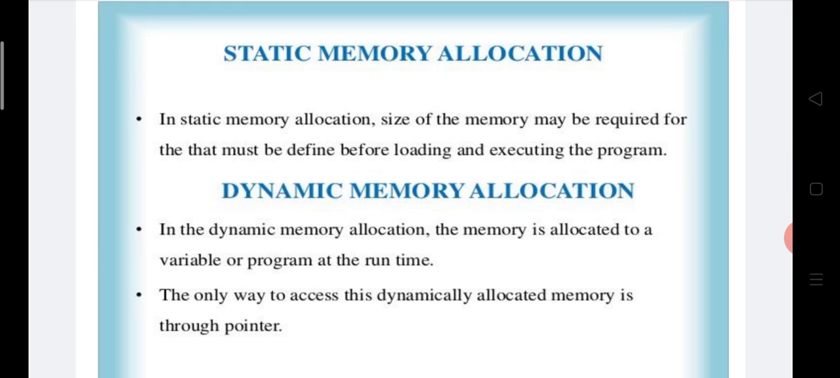In dynamic memory allocation, the memory is allocated to a variable or the program at runtime. Runtime means when we execute the program, at that time the memory is allocated for this particular variable, which is called dynamic memory allocation. The only way to access this dynamically allocated memory is through a pointer. That means the memory allocated at runtime is accessed through pointers.